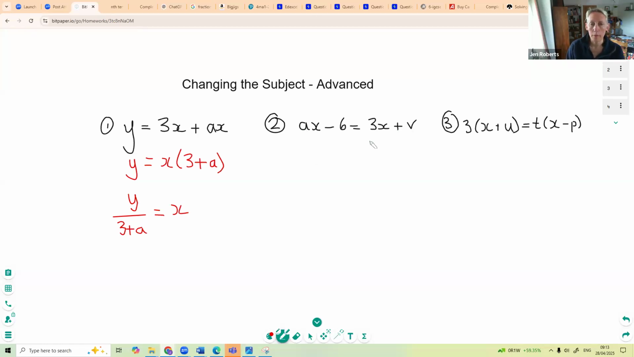This one's slightly different because we need to make X a subject. We've got X's on both sides. So anything with an X you need to bring on one side. Anything without an X, bring on the other side. So I am going to take 3X off both sides first. Doesn't matter which side you take it on. You could decide when your X is on the other side, you'll have a slightly different answer. And I'm going to add 6 to both sides.